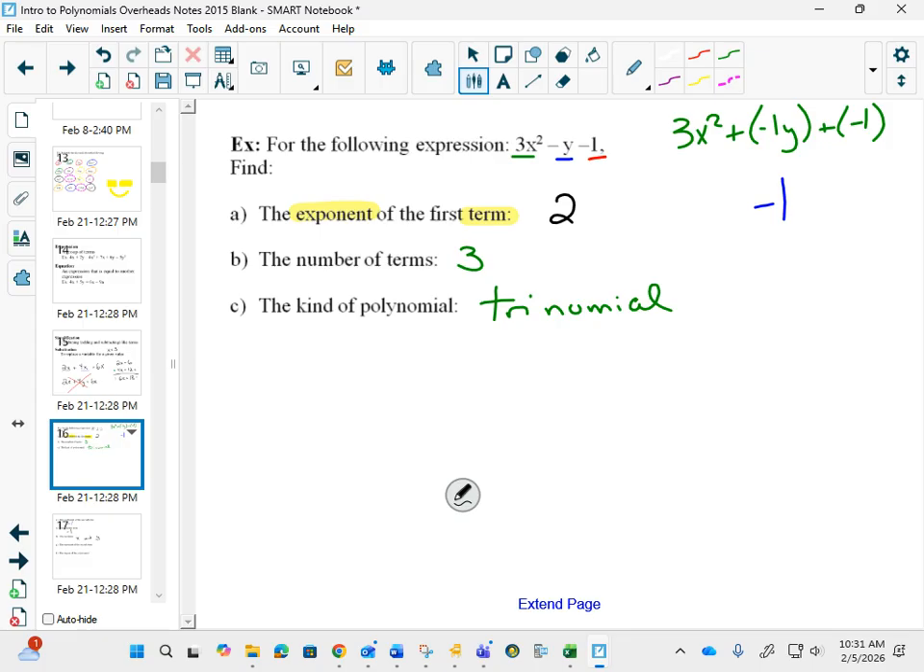Okay, the second term, which color is the second one? Are we looking at the green, the blue, or the red one? The second one's the Y, that's the blue one. So you're looking for the exponent.